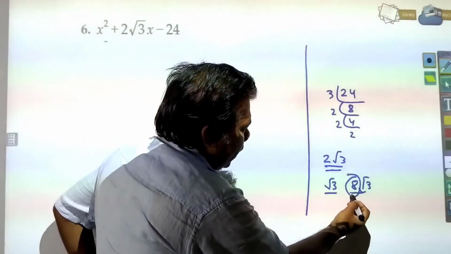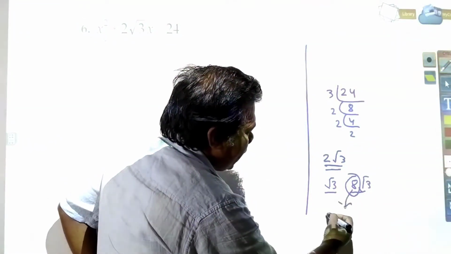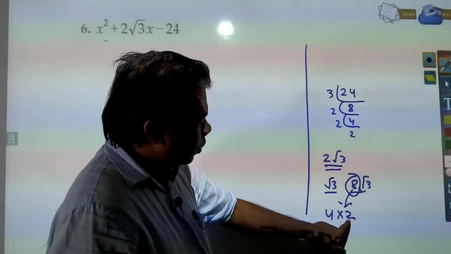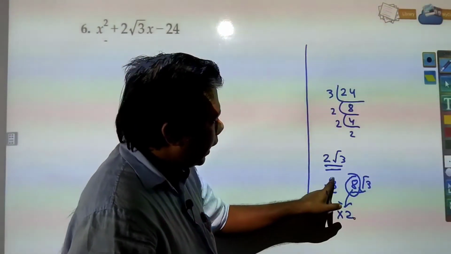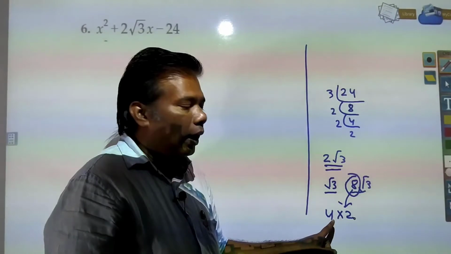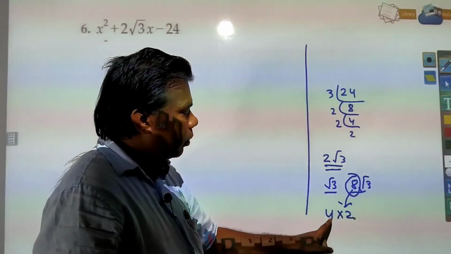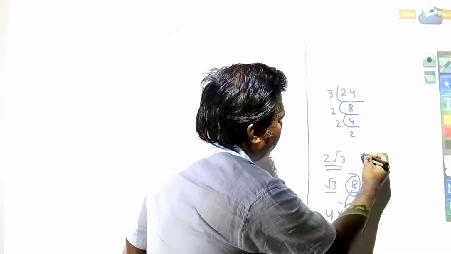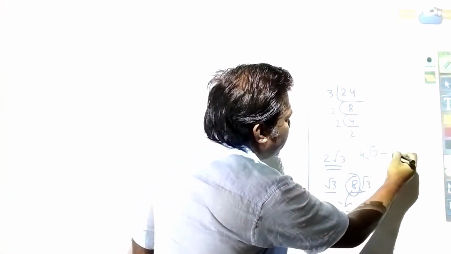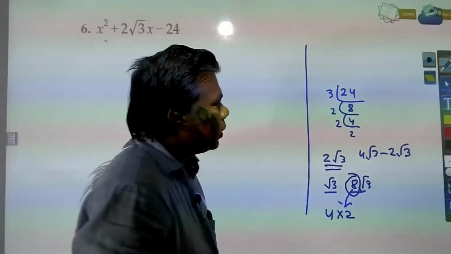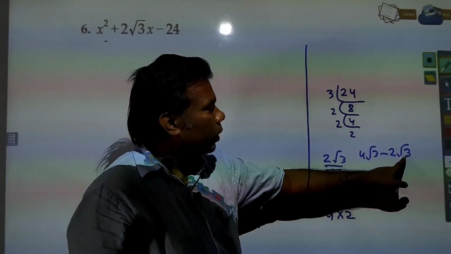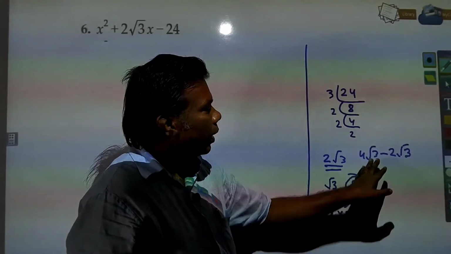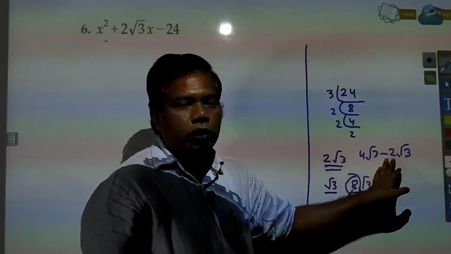So 8, if 8 is split, it can be split as 4 into 2. 4 2s are 8 and 8 3s are 24. And if you are subtracting 2 from 4, you will get 2. So it can be written as 4 root 3 minus 2 root 3. Just you see, root 3 into root 3 is equal to 3, and 4 into 2 is 8, 8 3s are 24, and if you are subtracting, you will get 2 root 3.